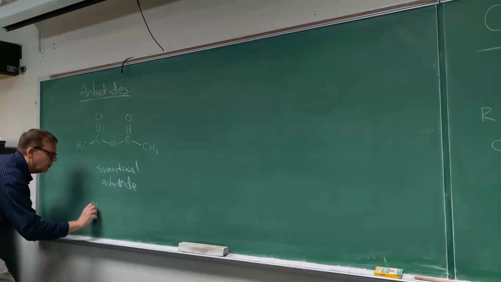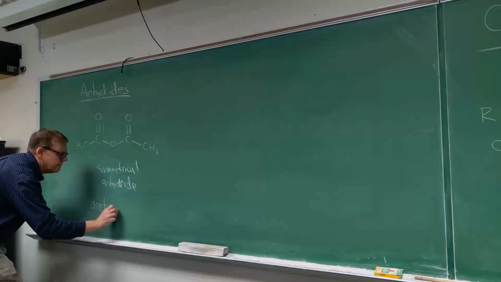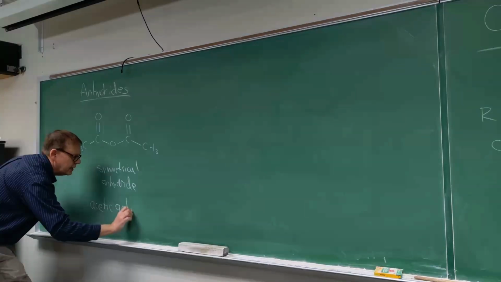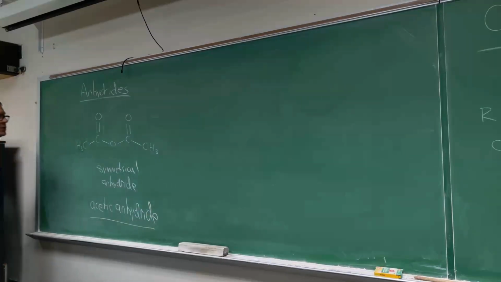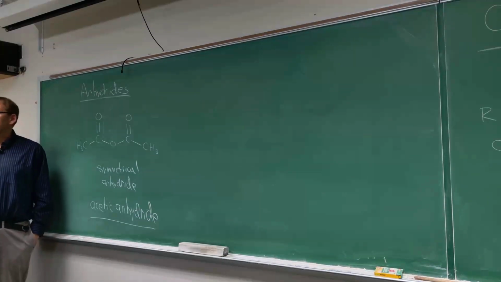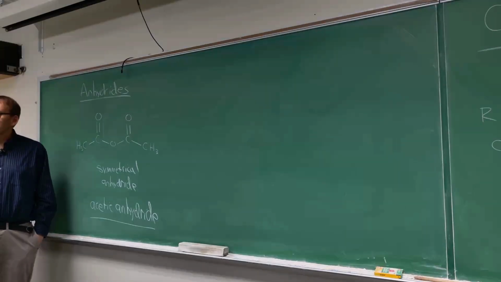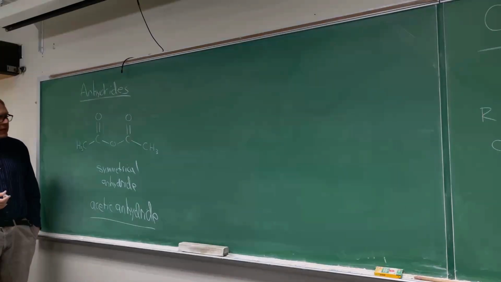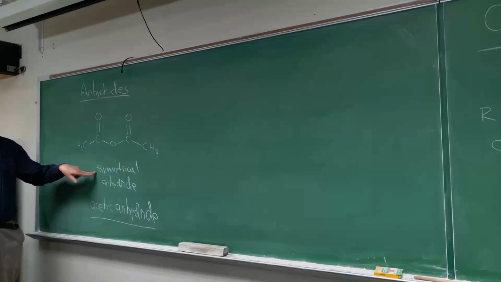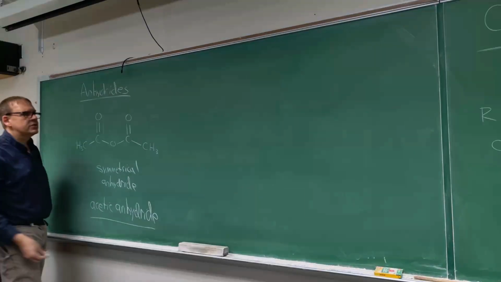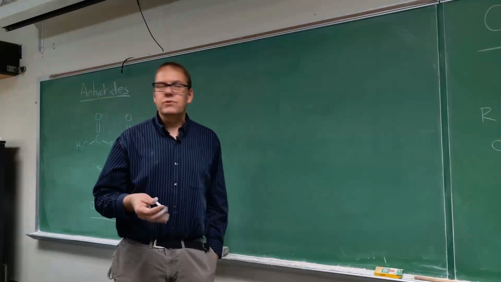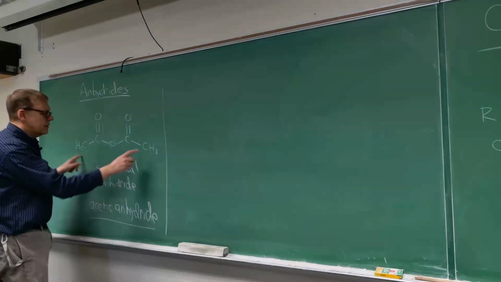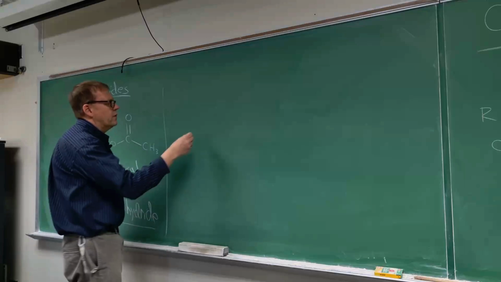I'll just tell you straight out, it's called acetic anhydride. It's the most important anhydride. It's the one that gets used the most. Basically, it's a really useful reactive species for doing lots of different things. But a symmetrical anhydride is one way that you can see an anhydride. You can also have anhydrides that are not symmetrical. So in other words, they have different R groups, not two that are the same, but one that is different.